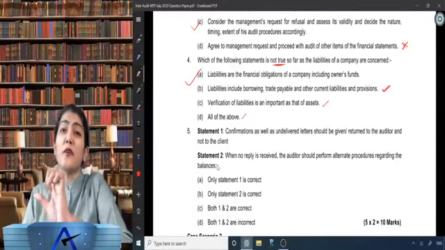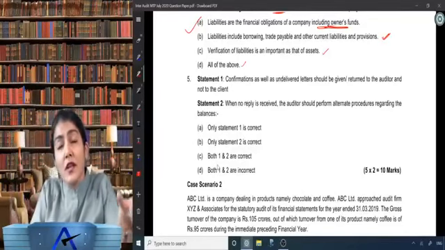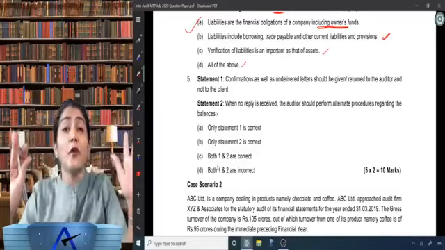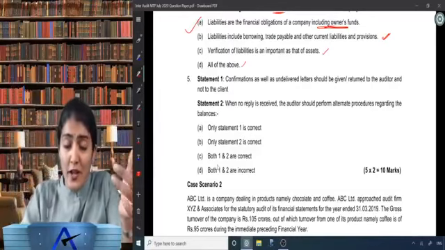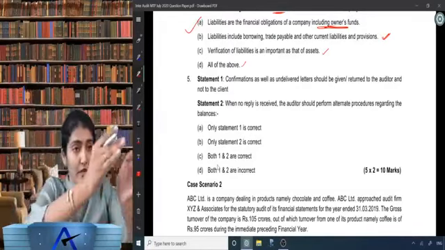And when no reply is received, the auditor should perform alternative procedures regarding the balances. Correct. Right, main procedure; if main procedure is not possible, then alternative procedure; and if alternative procedure is also unable to obtain evidence, then 705. That is always the step. Main procedure, if not main, then alternative. If not alternative, then 705.